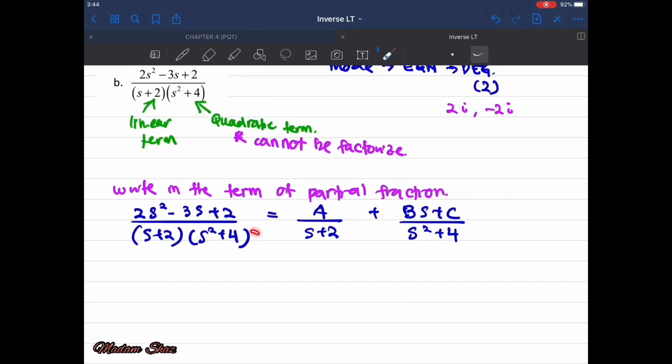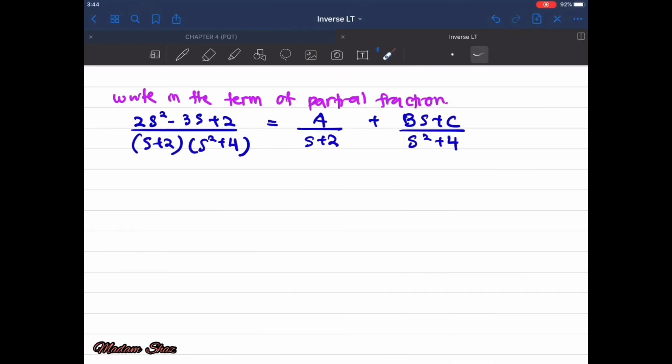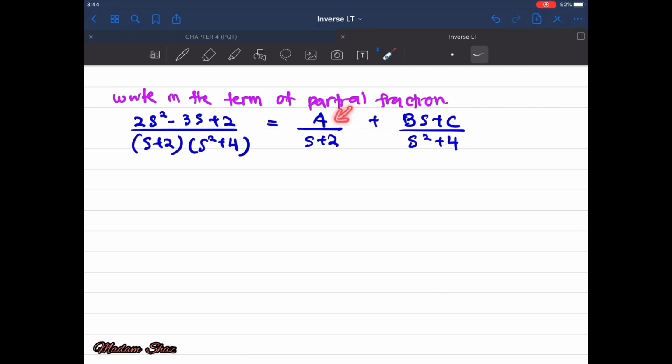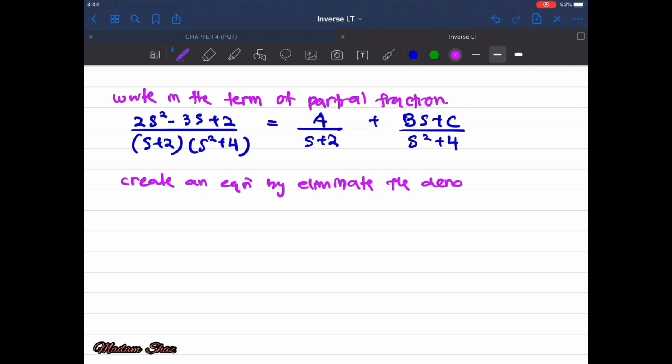So you have to eliminate the denominator at the bottom side. So next step, eliminate the denominator because we want to find the value for the constants A, B and C. So create an equation by eliminating the denominator.